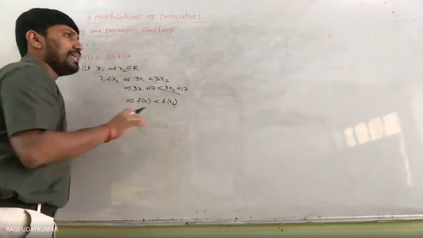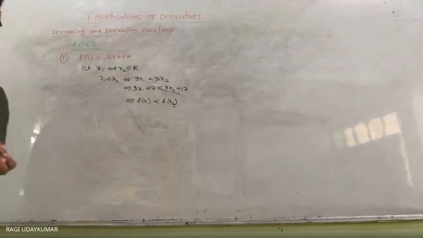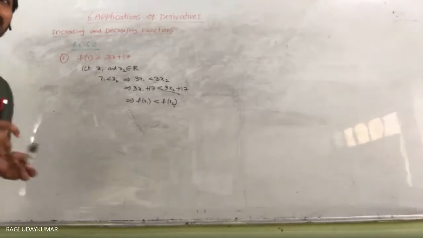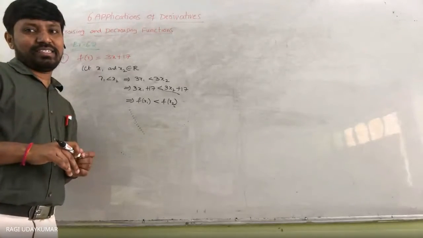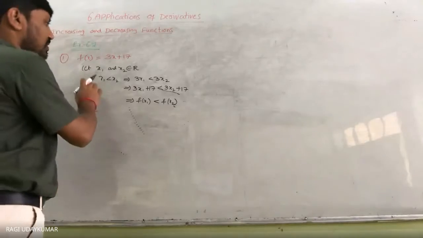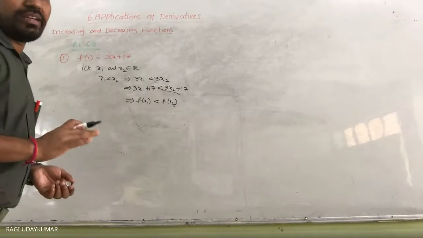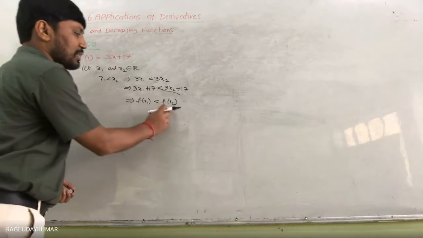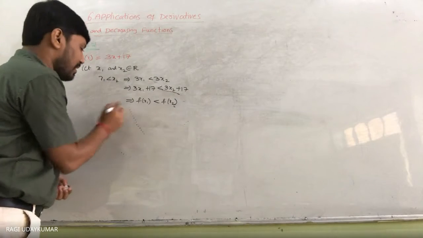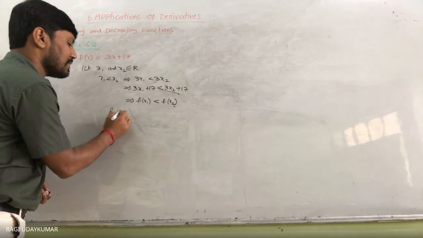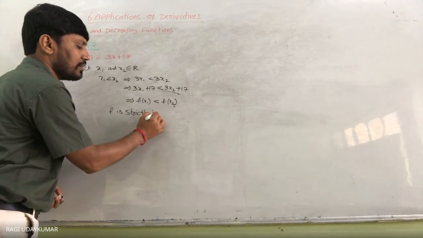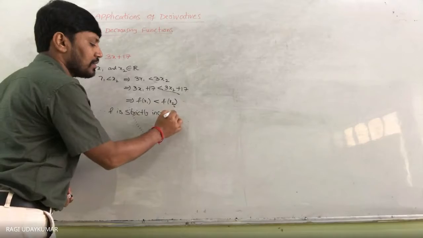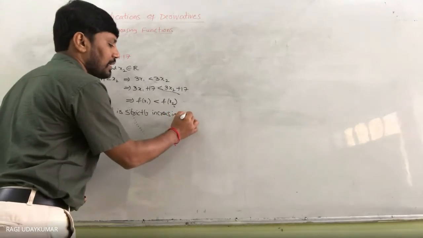We are not using any derivatives here. Even when you use the derivative concept, you are going to get it. Here we are just using the general definition. x1 less than x2 means f of x1 less than f of x2. Therefore, you can say that f is strictly increasing in the interval R.